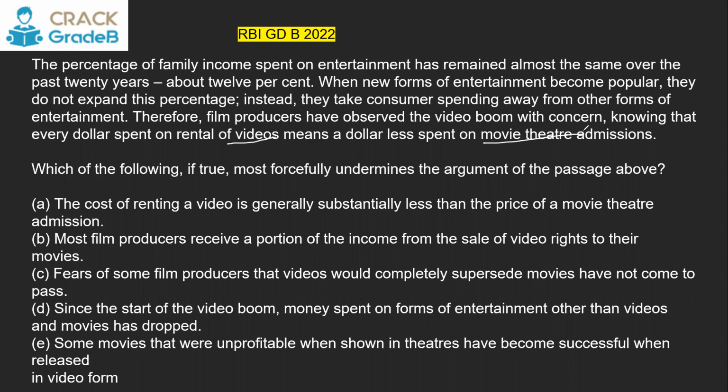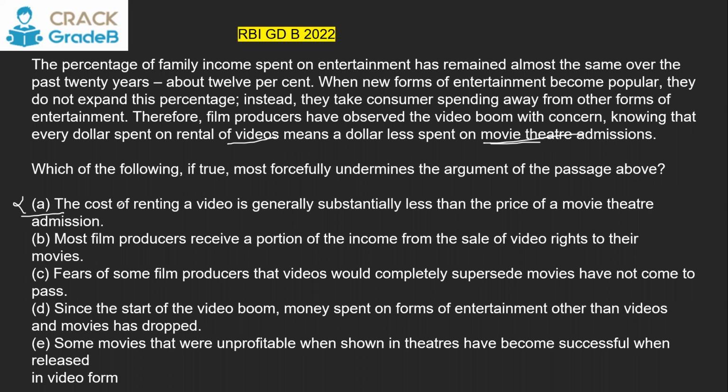Now it says, which of the following, if true, most forcibly undermines. Undermines means against, weakens the argument. Here, the cost of renting a video is generally substantially less than the price of movie theater admission. So no, it is not going to weaken anything. As I said, the gist of it is that if you rent videos, you are not going to go to the movies. That's what it says in simple words. So the first, cost of renting video is generally substantially less, is not going to weaken the argument.